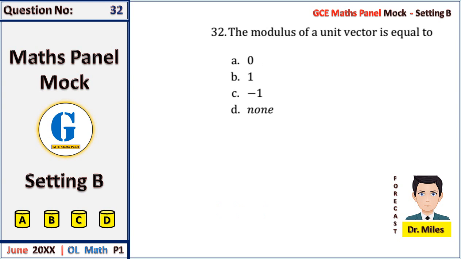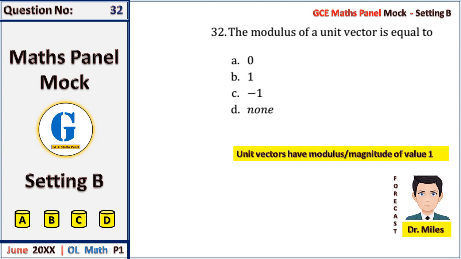32. The modulus of a unit vector is equal to, modulus is the same as magnitude, and the modulus of a unit vector has a magnitude or modulus of 1. For example, the magnitude or modulus of i is 1.